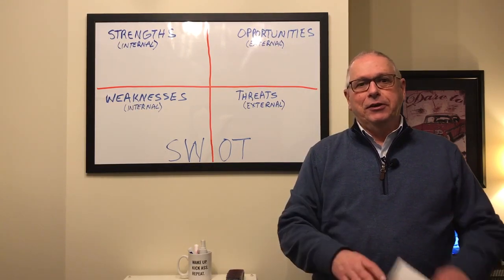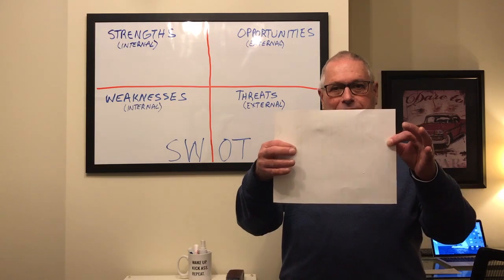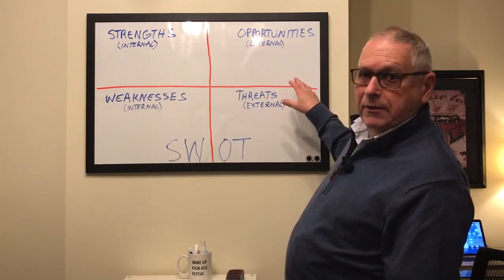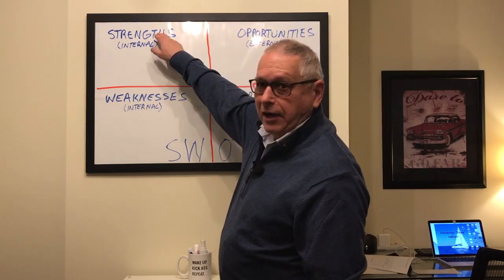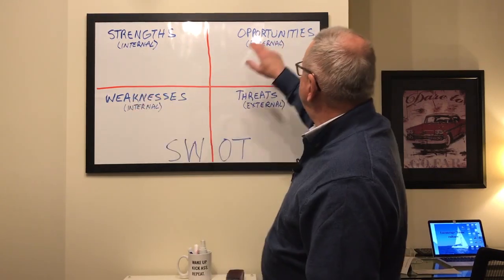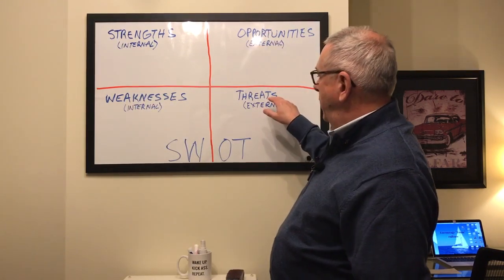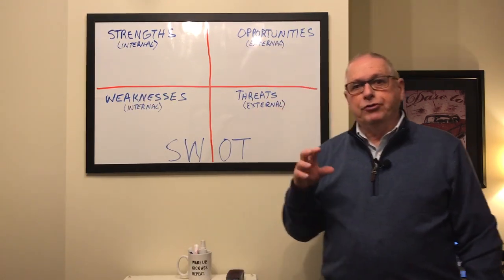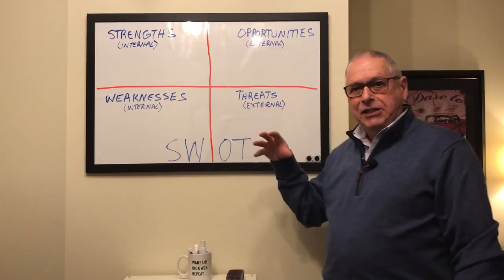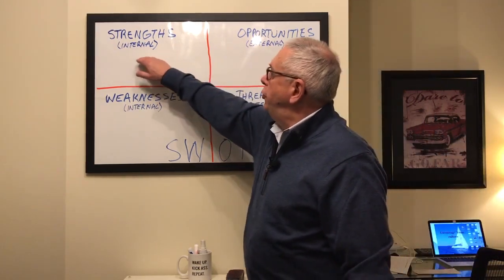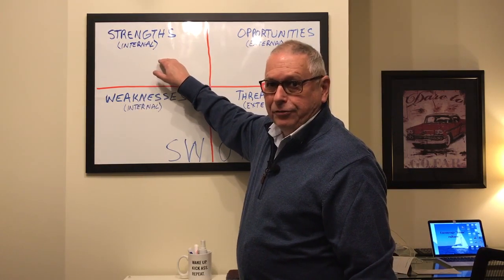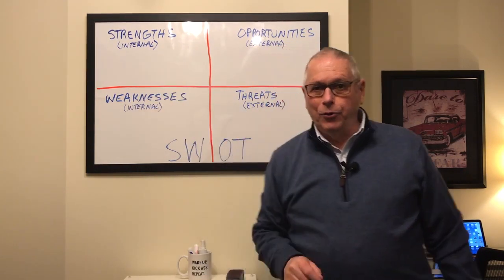First thing that you do is take your paper, turn it sideways like this, and put a big cross in it. And right at the top of one section, strengths. At the top of the next section, weaknesses, opportunities, and threats. And what you're going to do now is I'm going to ask you some questions in each area. And what I want you to do is write down the answers to those questions for your business.